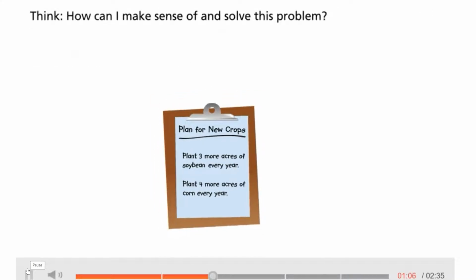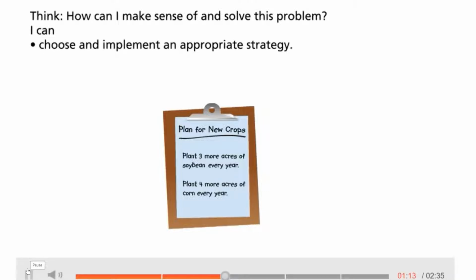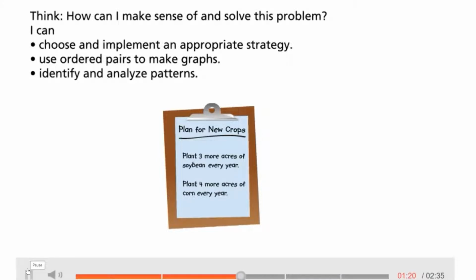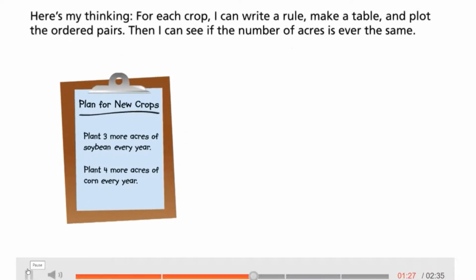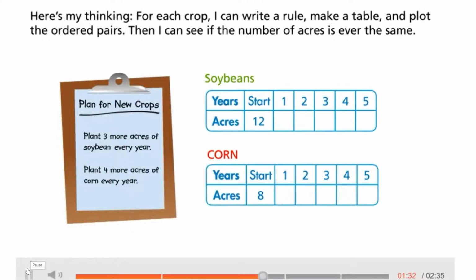Think, how can I make sense of and solve this problem? I can choose and implement an appropriate strategy, use ordered pairs to make graphs, identify and analyze patterns, and check that my work and answer make sense. Here's my thinking. For each crop, I can write a rule, make a table, and plot the ordered pairs. Then I can see if the number of acres is ever the same.